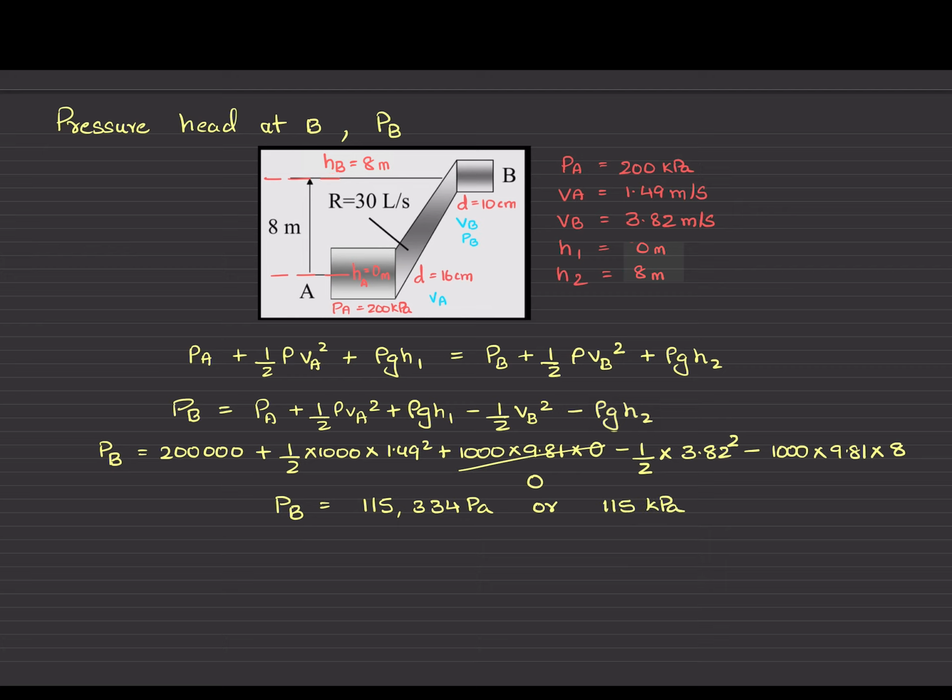Now remember, you are not done yet, because the question wants you to work out the pressure head at B. Pressure head is going to be a value in meters. We know that pressure equals rho GH, so we need to work out what this H will be. We know the pressure: 115,334 equals the density of water, which is 1,000, times 9.81 times H. And working out H will give us 11.75 meters. And that is the pressure head. I hope you understood this question well.